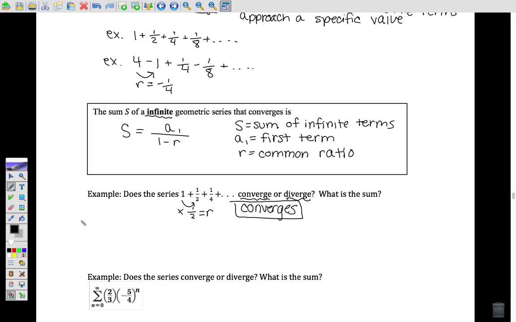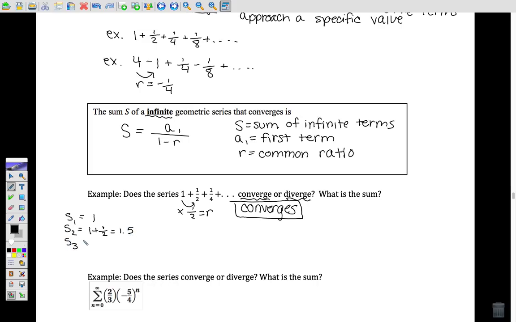So think about it this way. If we wanted to find the sum of just the first term, well, that's just 1. If we wanted to find the sum of the first 2 terms, that's 1 plus 1/2. That's 1.5.